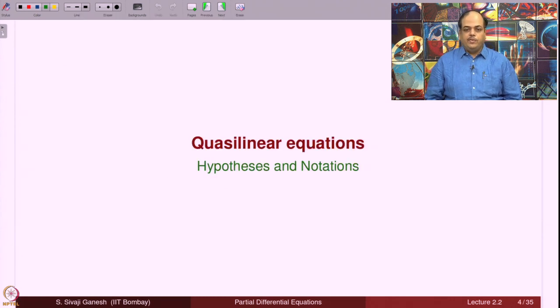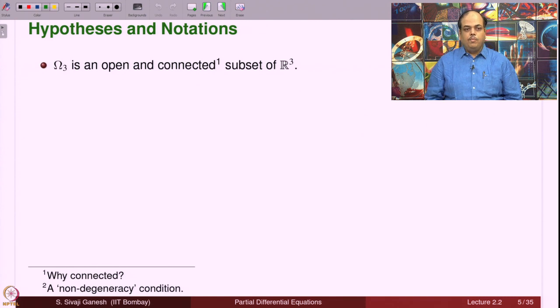So, quasi-linear equations, hypothesis and notations. Omega 3 is an open and connected subset of R3. As I told you, omega d will be an open subset in R^d, but for the discussion of quasi-linear equations, we have to take d equal to 3, because we are going to consider quasi-linear equations in two independent variables. So, omega 3 is an open and connected subset of R3.